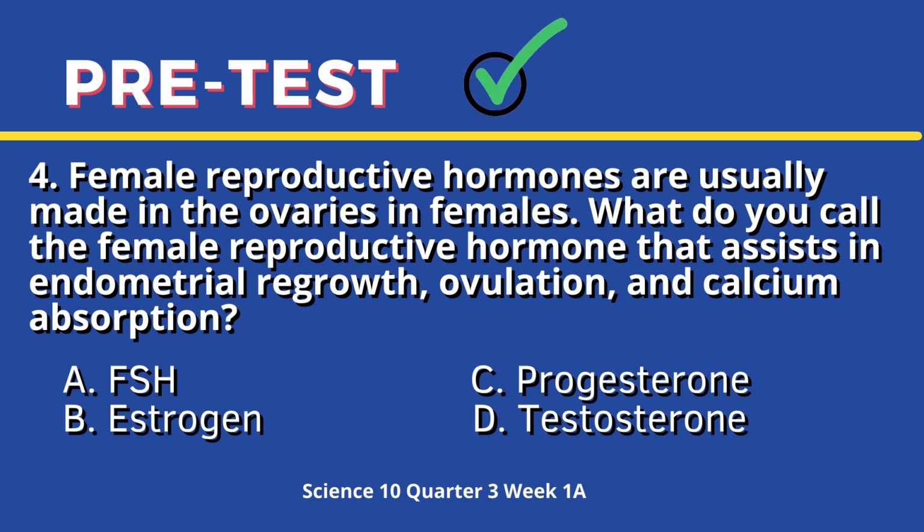4. Female reproductive hormones are usually made in the ovaries in females. What do you call the female reproductive hormone that assists in the endometrial regrowth, ovulation, and calcium absorption? A. FSH. B. Estrogen. C. Progesterone. D. Testosterone.